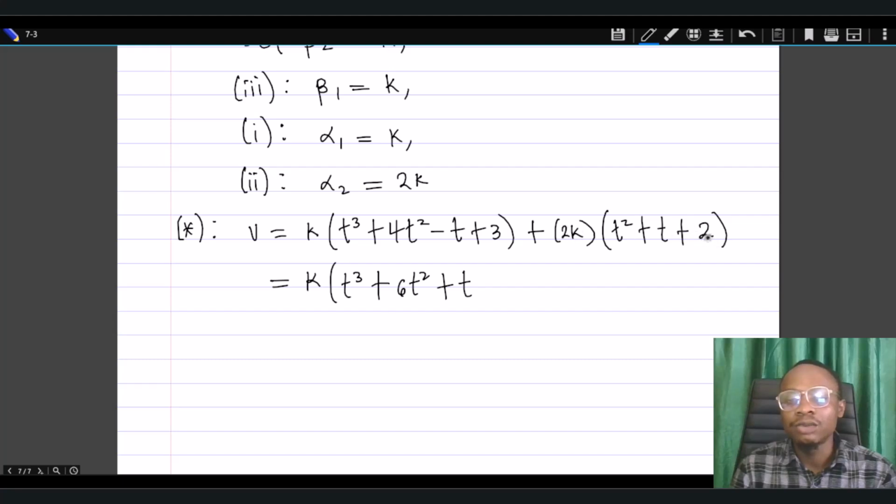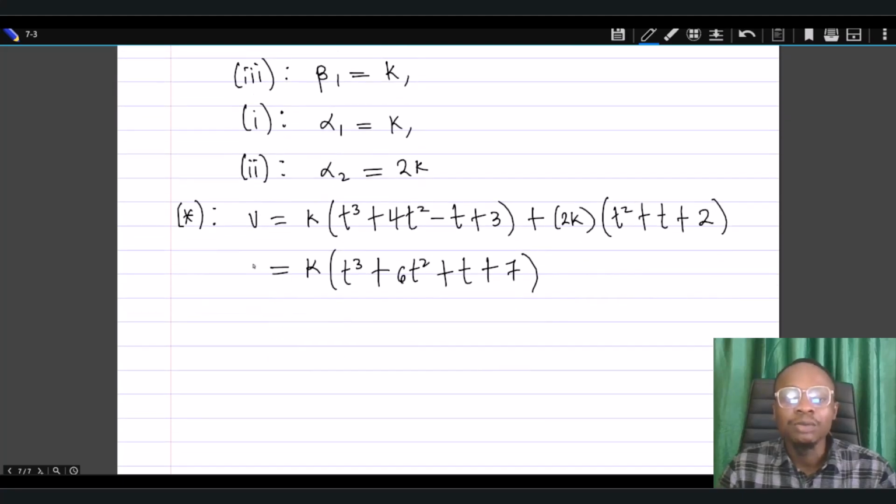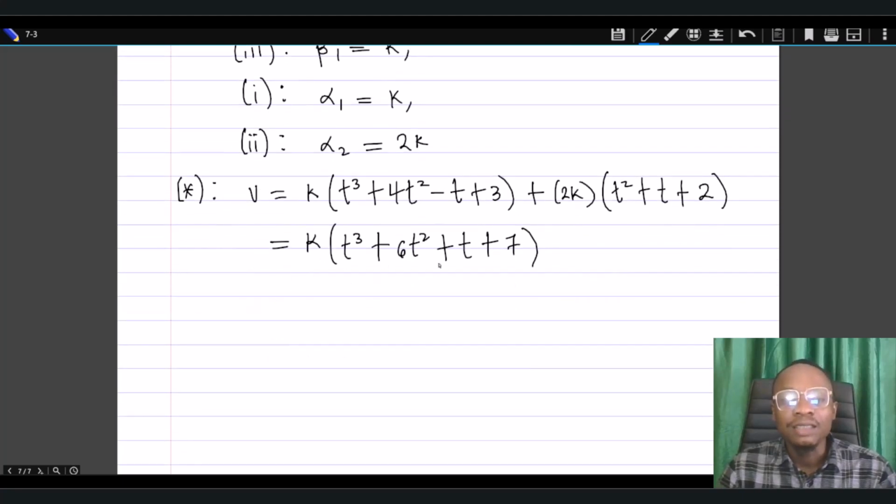That is 2 multiplying 2, which is 4. That will be plus 7. So this is what we have at the end of the day. So with this, we can see that an arbitrary element in U intersection W is given by a scalar multiple of this vector. This is a vector on its own.